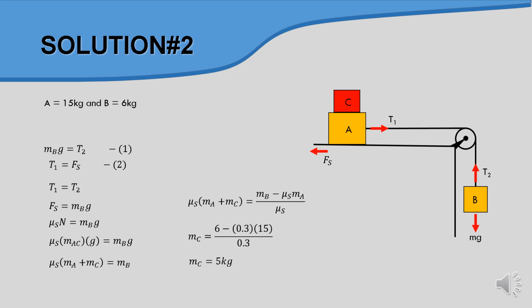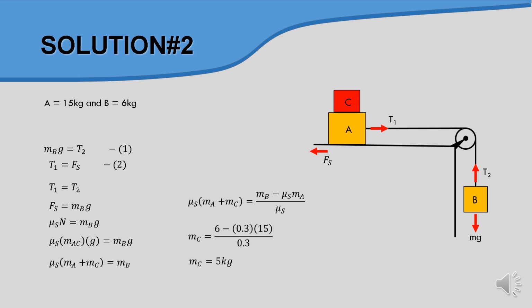The first part is the equilibrium in the horizontal, whereby we have the tension T1 and then friction Fs from this system of mass A and C. And the second one is the system of vertical motion from the mass B. We have Ng and we have T2, the tension force. So in this case, we have two equations.